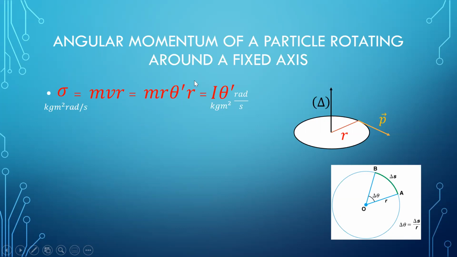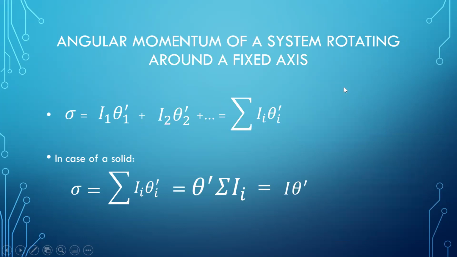And now we have two r's in this formula right here. So mr squared is equal to the moment of inertia I, because the moment of inertia of a particle rotating around an axis is mr squared. Now for the angular momentum of a system rotating around a fixed axis.